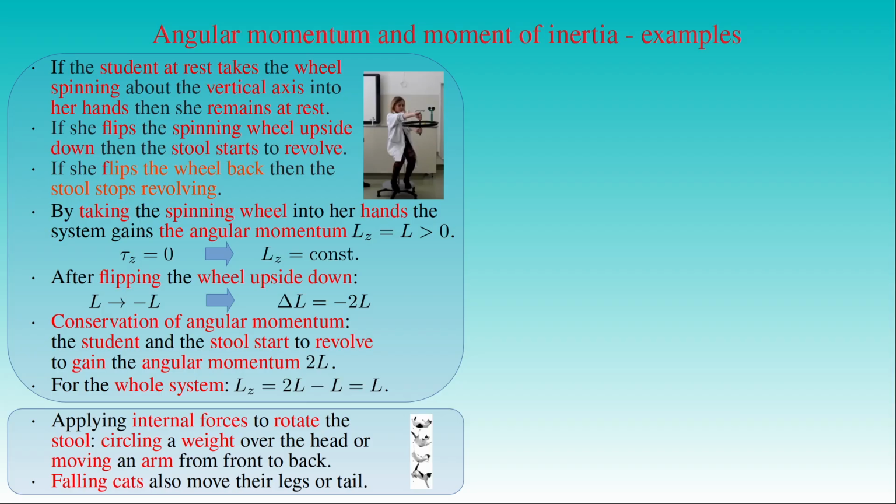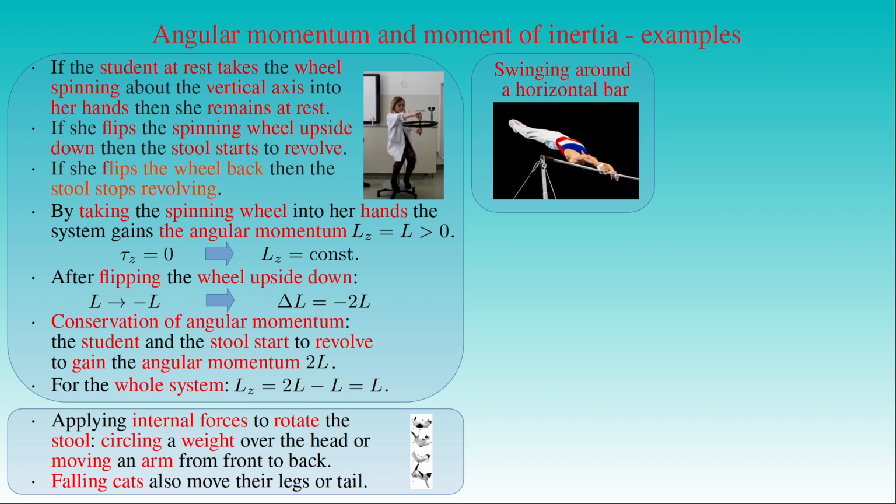Falling cats released from rest upside down produce similar motion. They can rotate about their horizontal axis through 180 degrees by using their legs or tail and land on their feet. An athlete swinging around a horizontal bar can increase his angular velocity at the proper moment, if he decreases the moment of inertia of his body with respect to the axis of rotation by compressing his body towards the bar.